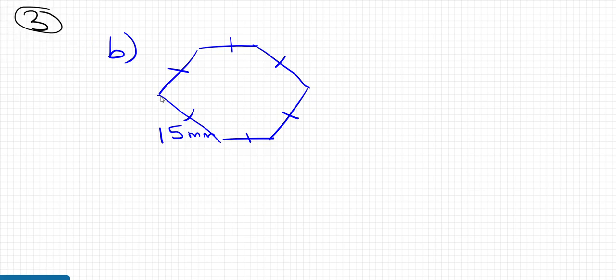we can see that it's telling us this side length here is 15 millimeters, and because they've all got these little dashes there, it's telling us all the sides are equal. Okay, so that means every single side is 15 millimeters as well. Okay, all 15 millimeters. So perimeter, once again, is equal to, yes, I can add up all the sides. I can do this 15 plus 15 plus 15 6 times.